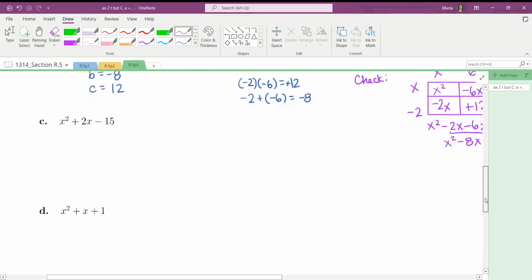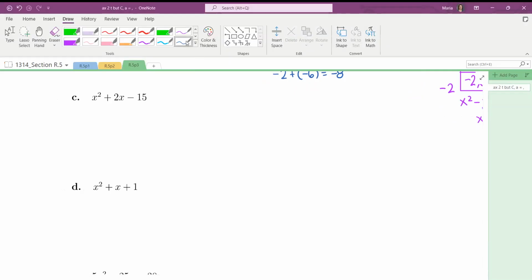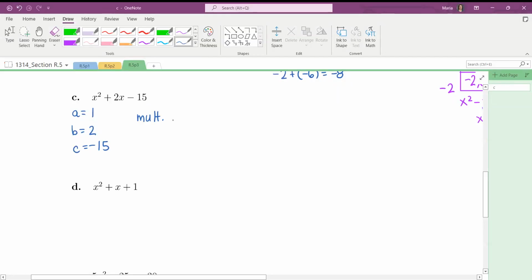All right, part C. This time the polynomial is x squared plus 2x minus 15. The same type of polynomial we've been looking at. It's quadratic. The number in front of x squared is 1. So the b value, which is the number in front of x, is positive 2. The c value, which is just the number, is negative 15. I need to find two numbers that multiply to be the constant, which is negative 15.